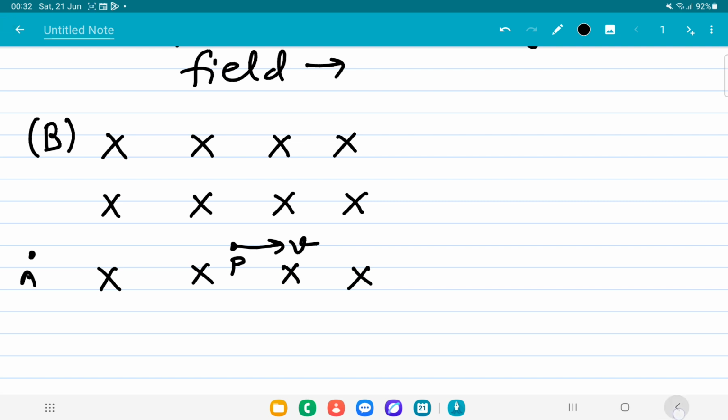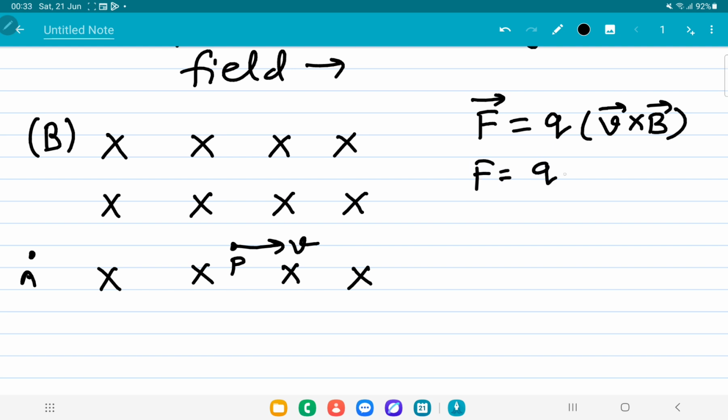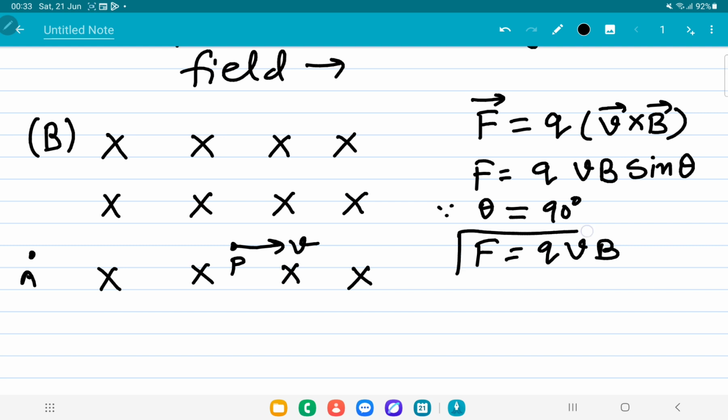So as we know, when a charged particle moves in a magnetic field, it experiences a force, and that force is called the Lorentz force, which is given by F equals q into v cross B. And if we write the magnitude, then it would be qvB sin theta. Over here, velocity and magnetic field are perpendicular to each other, so theta becomes 90, and hence force is equal to qvB. So this is the force that is acting on the charged particle.